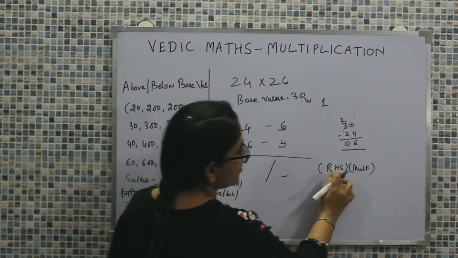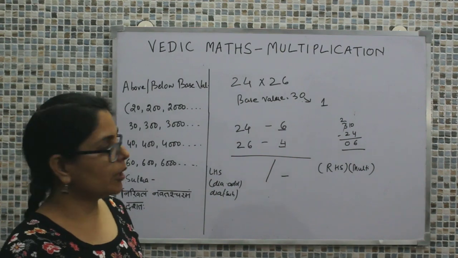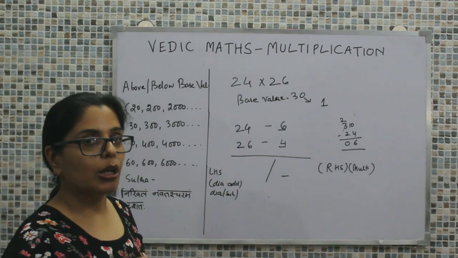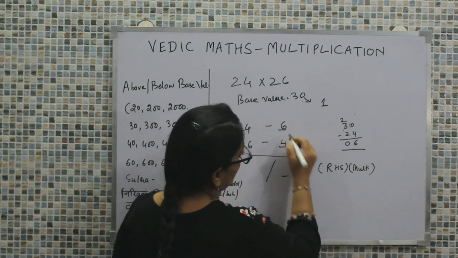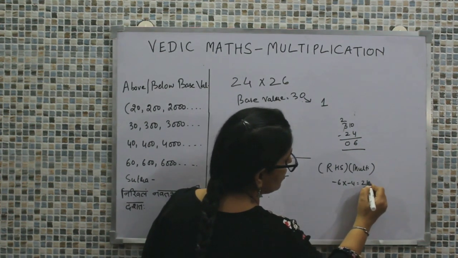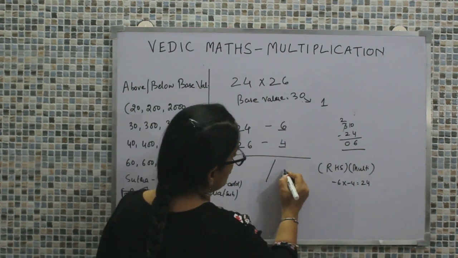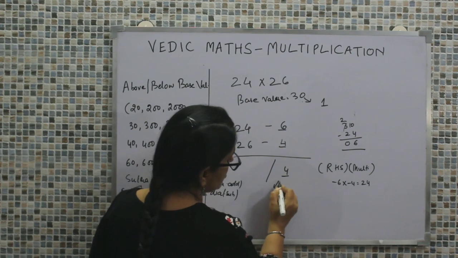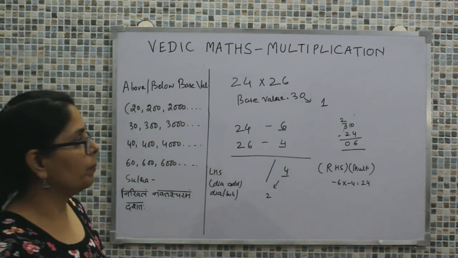Okay, now first let's solve the RHS portion, because whatever carry we are getting from the RHS will be computed into the LHS portion. So for the RHS we have minus 6 into minus 4, that is minus into minus is plus, and 6 4s are 24. So it comes out to be 4.